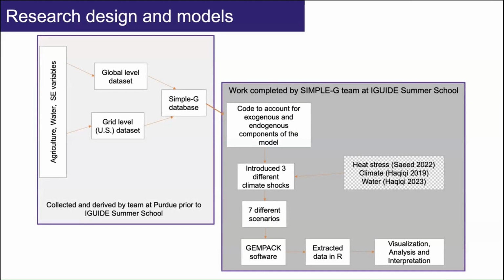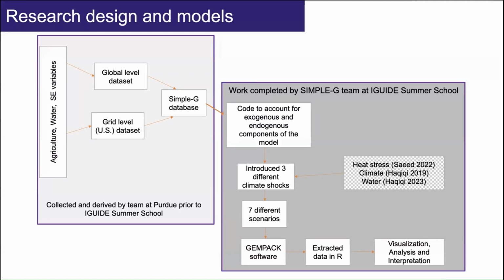So this is our workflow. And we were lucky, a lot of the key components of our work was done before we got here by the team at Purdue, who aggregated and collected the global level data, both the global and the US level data, and built the Simple G database that we use in the second part to code our endogenous and exogenous components of this model that I just explained, to which we introduce 3 different climate shocks: heat stress, climate, and water, that's built off those papers that are in the text box on the side. And we ran 7 different scenarios to distill the true impact of heat using this GEMPACK software, also designed by Purdue University. We extracted the data in R and ran visualizations, analysis, and interpretations, which Andy will now take us into.